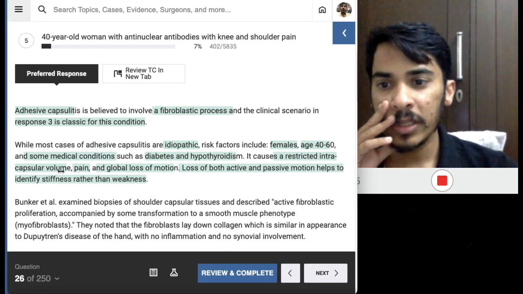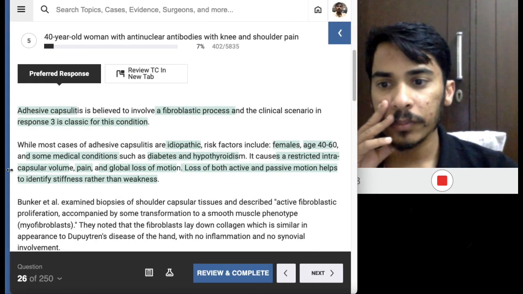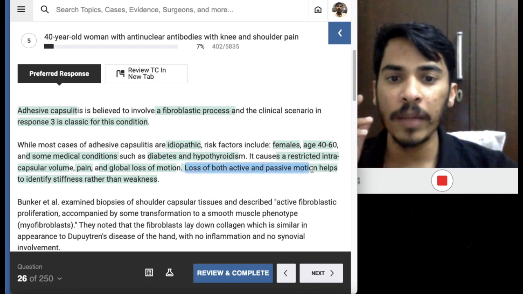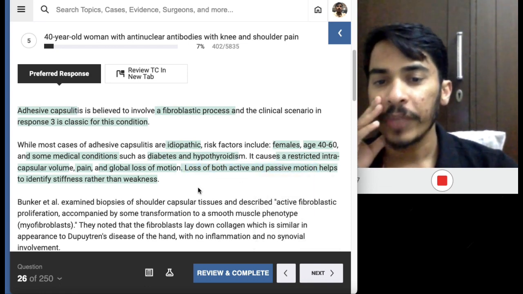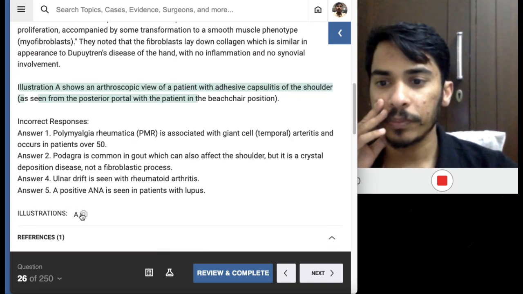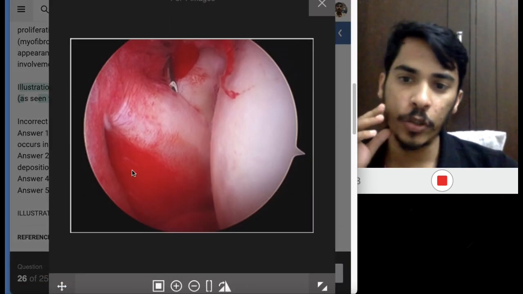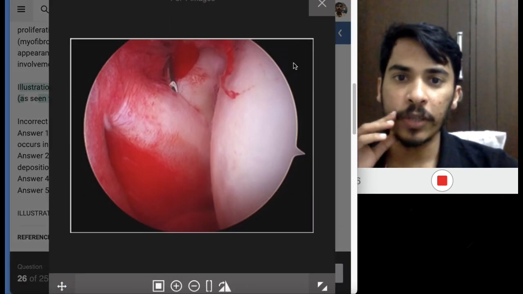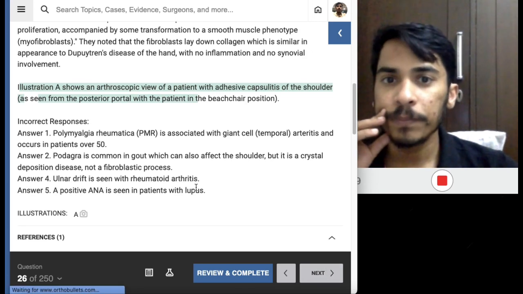It will lead to reduced capsular volume, pain, global loss of motion, loss of both active and passive motion. That is very important. Loss of both active and passive motion. This is the arthroscopic image showing fibroblastic proliferation in the rotator interval.